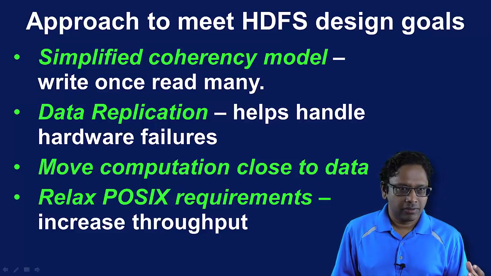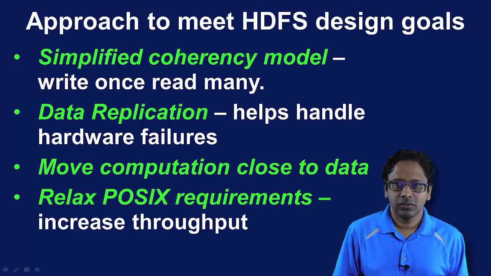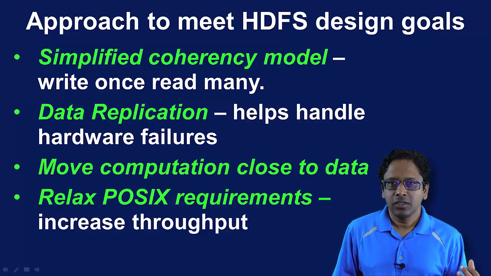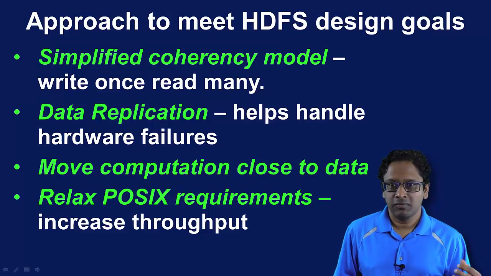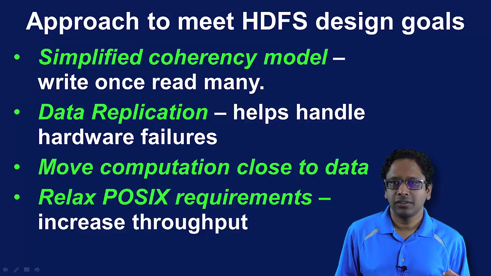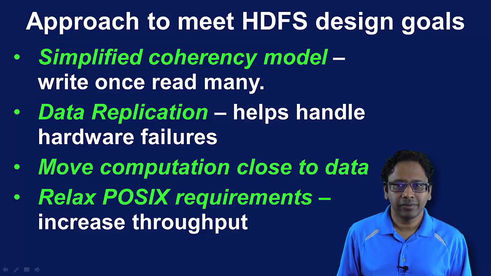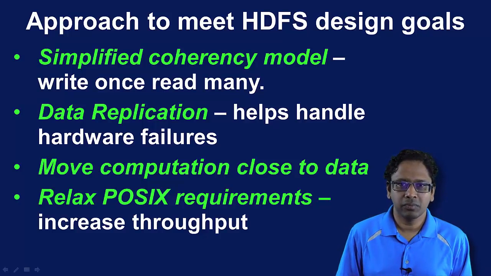Data replication is the way to handle hardware failures. So what you do is try to spread the same piece of data on different nodes, and possibly make this rack aware so that you are resilient to single nodes failing, or even an entire rack failing, which could happen, say, if the rack loses power.